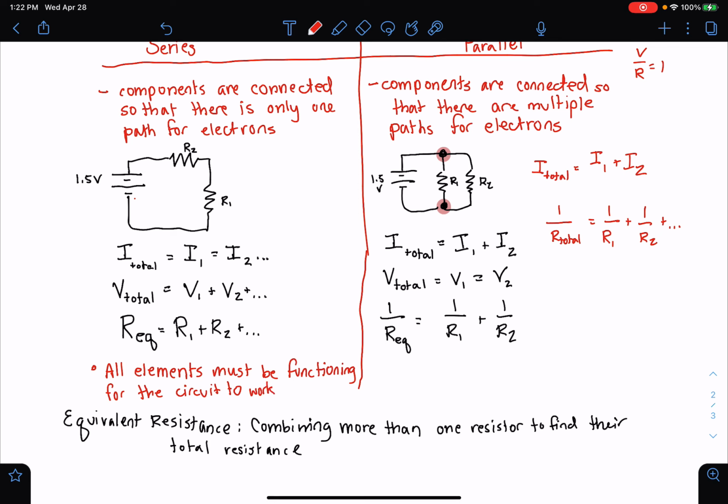Okay, what about parallel? Well, parallel, because there is more than one path, as long as your electrons have a path to go through your circuit, that path is always going to be functioning. So as long as there's still a functioning closed loop path, the circuit still functions.